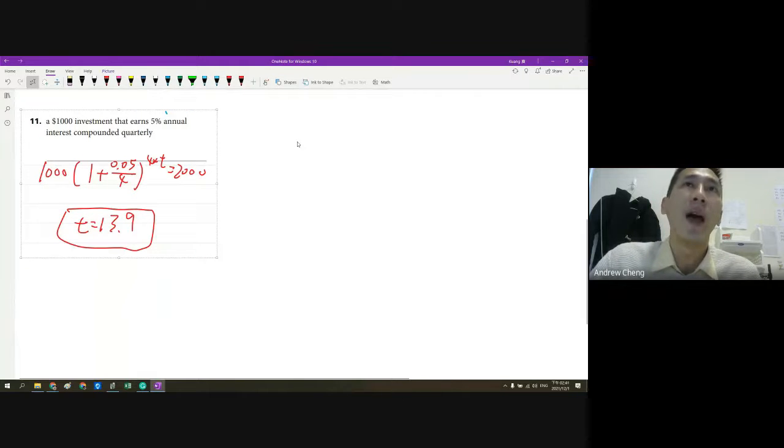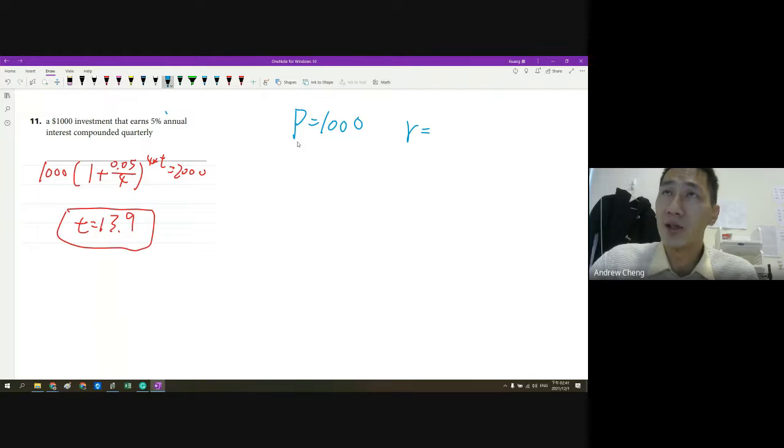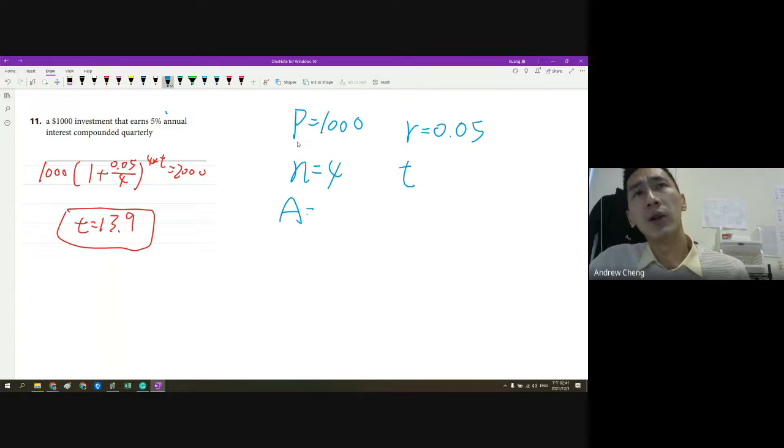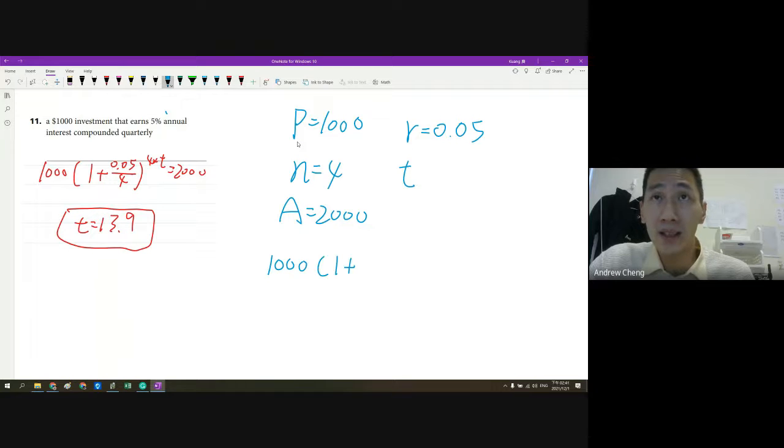1,000, that is your P, your principal. Your R is 5 divided by 100, that's 0.05. Compounded quarterly, a quarter is 1/4, so 4 times per year, and n equals 4. T we don't know. The amount, they want to reach 2,000. So 1,000 times 1 plus 0.05 divided by 4, to the power 4t, equals 2,000.